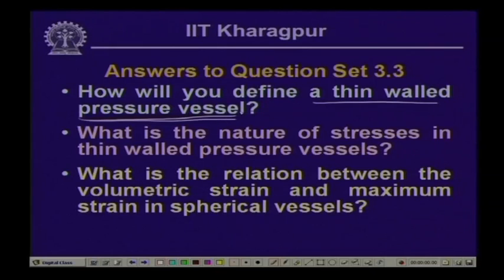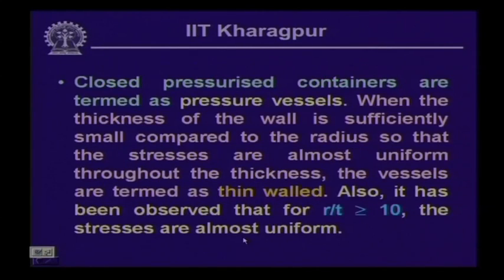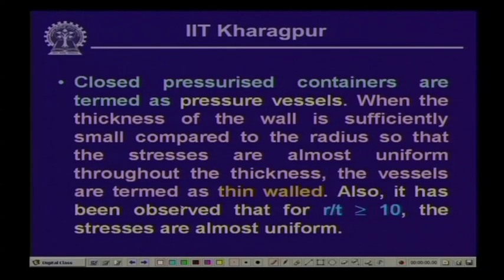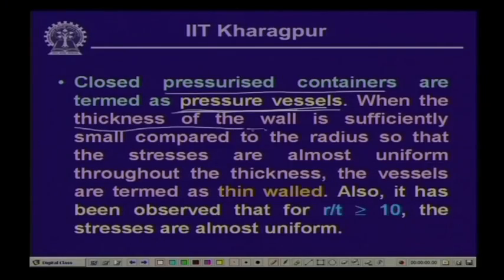You should know how to define it, and thin walled pressure vessels may be defined in this form: pressure vessels are closed pressurized containers, and when they are subjected to internal pressure, they are subjected to stresses. We qualify these pressure vessels as thin walled when the thickness of the wall is sufficiently small compared to the radius of the container, so that the stresses are almost uniform throughout the thickness. This is very important: across the thickness of the pressure vessel there is no change in the stresses.